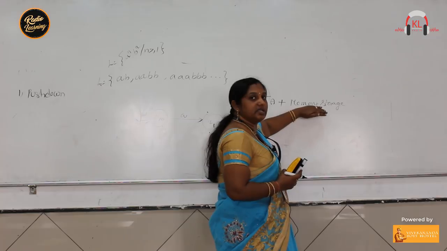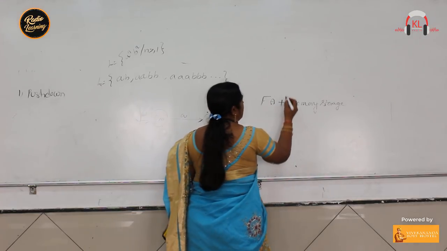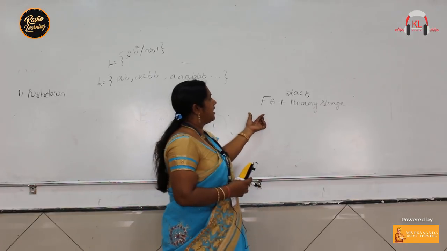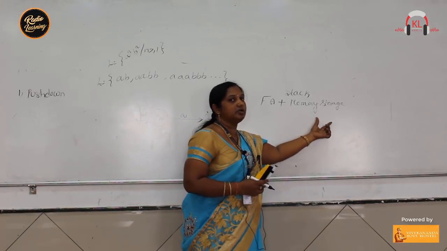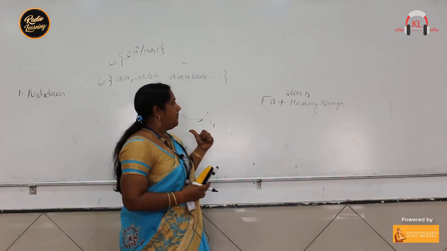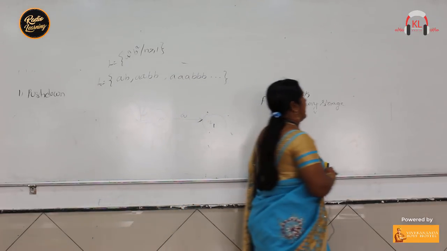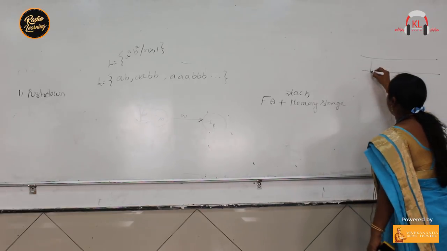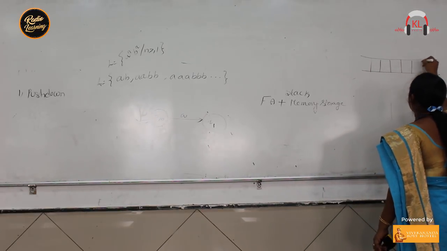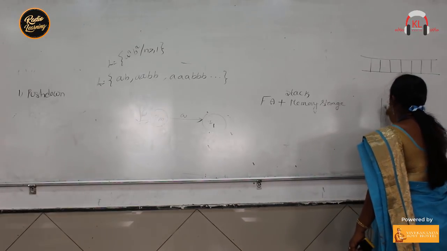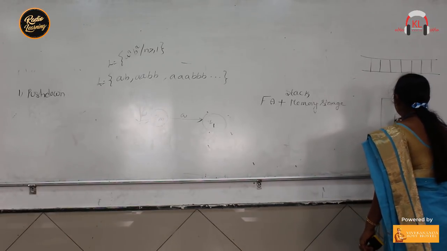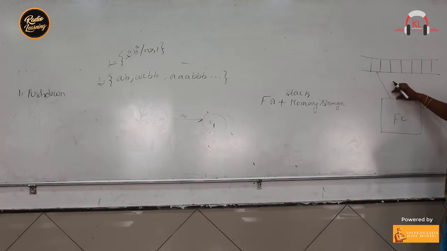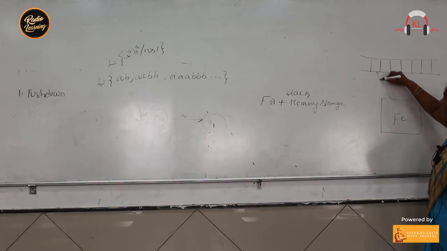Here the memory storage can be the stack. That's why I'm using stack memory storage. Finite automata plus stack memory storage is equal to pushdown automata. Now, based upon this, let me design a basic structure of pushdown automata. Here is my input tape. And here, this is a finite control. This finite control head is the read-write head, and I am pointing to the finite control unit here.